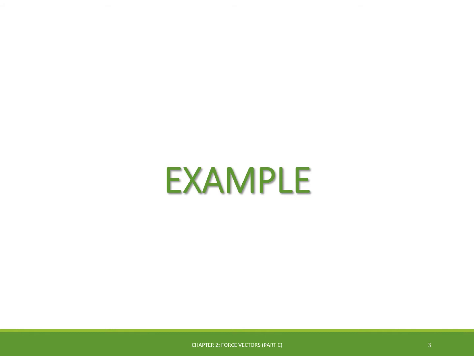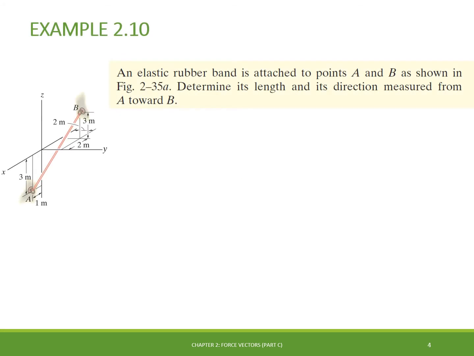Now let's look at one example of how to determine the vector position in a simple problem. In example 2.10, we are asked to determine the length and the orientation direction of the elastic rubber band shown here, attached to the points A and B. We can see in the sketch that the coordinates of the points A and B are given, which makes the solution very easy to achieve using the concept of vector position and vector distance.